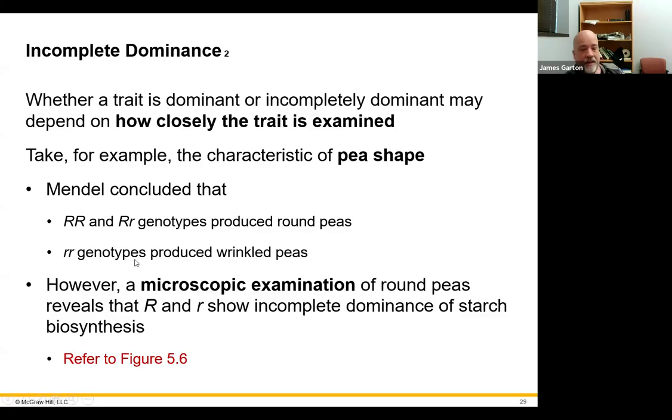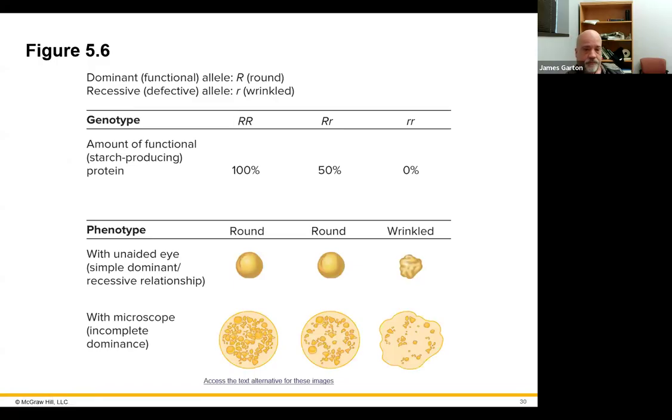But if you look close enough, what you will see is that there is a difference between big R and the heterozygote. And it makes a difference in the amount of starch that is made.